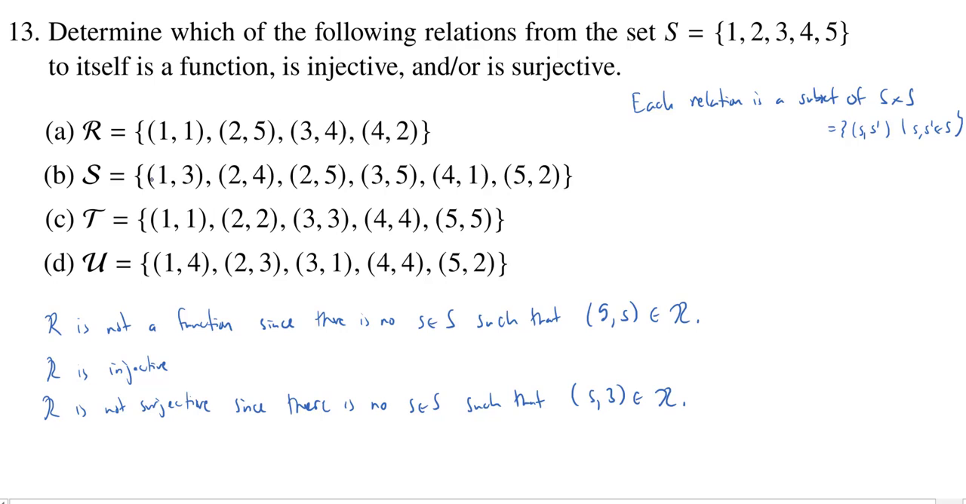Well, we know to be a function, for each element in the domain, and there's 5 of them, there must be a unique element in the codomain corresponding. So there can only be 5 terms. 1, 2, 3, 4, 5, 6. Oh, there's 6. Where's the problem?